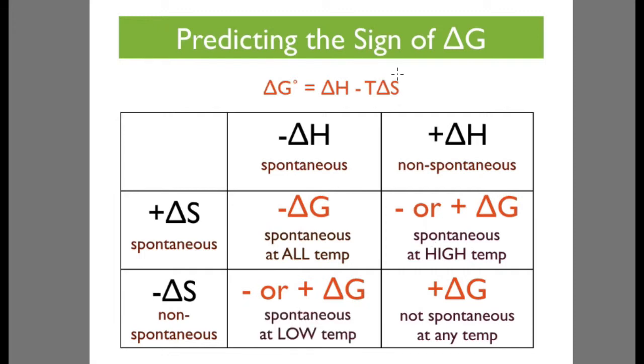Over here, I'm going to put both in. If you've got a negative delta H and a negative delta S, you want this to not be too largely positive. So you want the temperature to be as low as possible for it to be spontaneous.